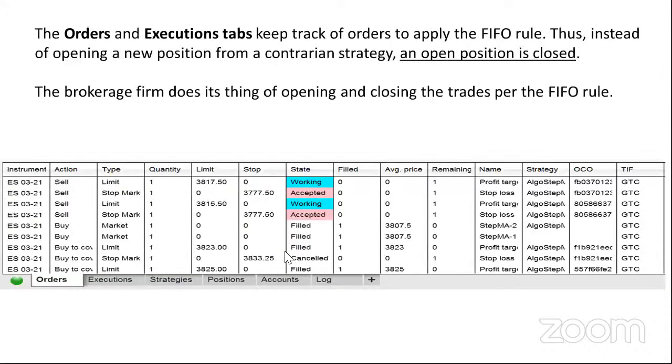The orders and execution tabs keep track of orders to apply the FIFO rule. So the orders will keep the pending orders for limit orders or stops. And this is where the brokers will control the in and out of the strategies.